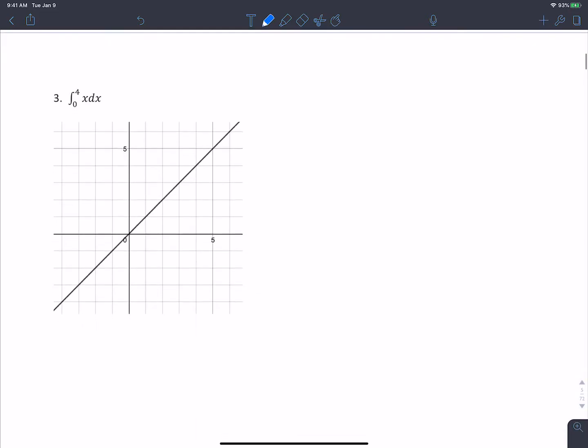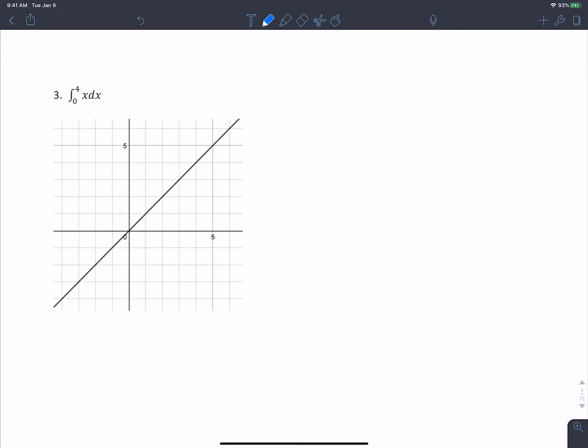All right, let's take a look at this here. Our limits are between 0 and 4. So we need to draw these vertical lines at x is 0, which happens to be the y-axis, right? And 4, we go 1, 2, 3, and 4. Here's where 4 would be.